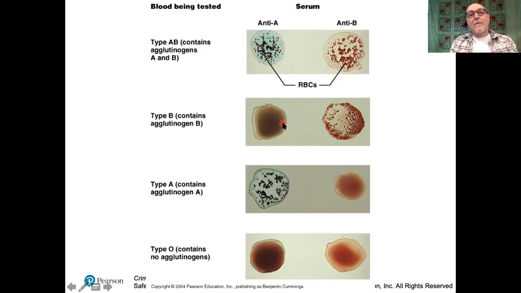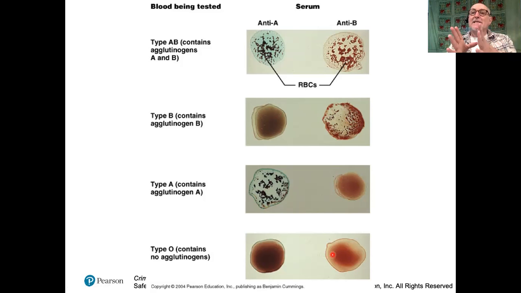What about type B blood? Well, here's type B blood, and I add anti-A serum, anti-A antibody. There's no reaction. Why? Because this is type B blood. It has no A antigen for a reaction to occur. Add anti-B, and the same reaction happens. It agglutinates because it's got B antigen. Type A, same kind of logic, and it reacts to anti-A antibody, does not react to anti-B antibody. What about type O? It reacts to neither because it's got neither antigen.